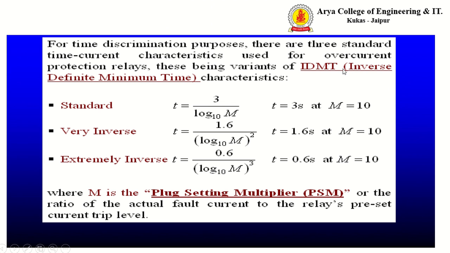For time discrimination purposes, there are three standard time current characteristics used for overcurrent protection relays, these being variants of IDMT. IDMT stands for inverse definite minimum time characteristic. It is generally a standard formula. For example, standard inverse: time equals 3 seconds, at m equals 10, t equals 0.14 divided by log 10 to the base m.